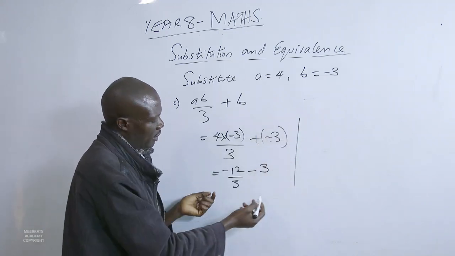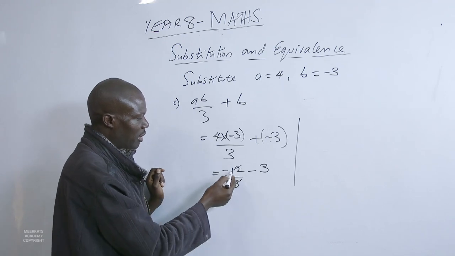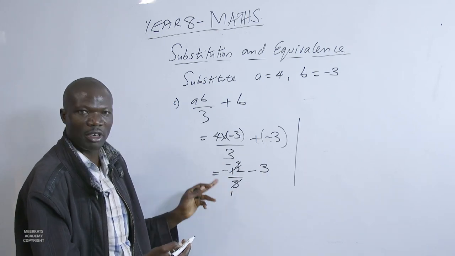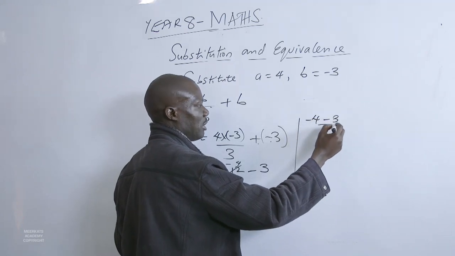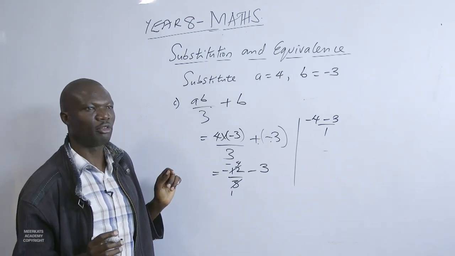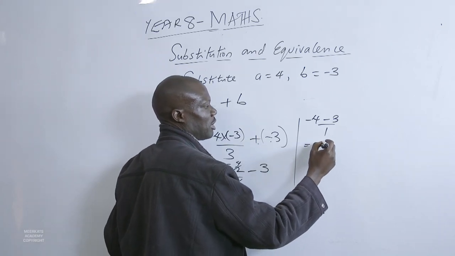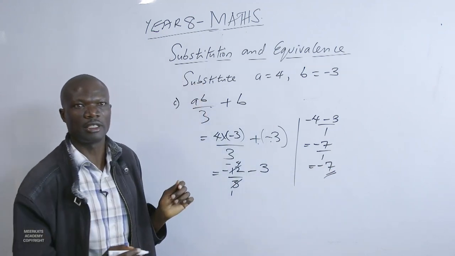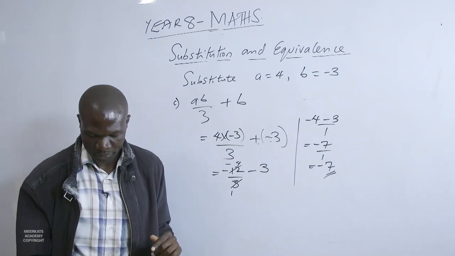So when you get that, there is a common factor which is 3. Dividing by 3 here is 1, dividing by 3 here is minus 4. So we remain with minus 4, minus 3 over 1. Minus 4, minus 3, you'll find that what you get is simply minus 7 over 1, which is simply minus 7. That is what we get, minus 7.